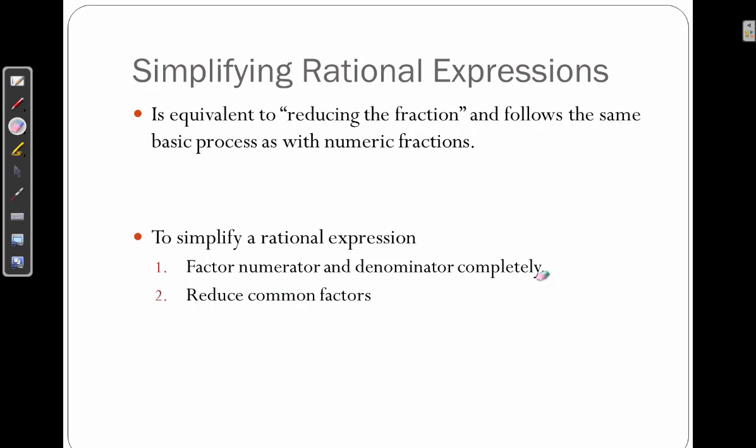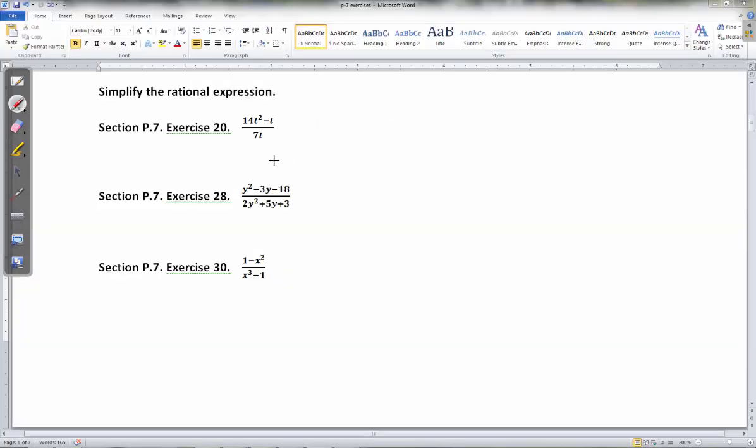So factoring is a big part. We're going to have to factor all these polynomials, numerator and denominator. So let's take a look. The first problem we're going to look at is exercise 20. Here I've got 14t squared minus t over 7t. Restrain your urge, if you have it, to try and reduce between the 7t and the 14t squared. You cannot do any reduction until we've factored both the numerator and denominator. That's the rule.